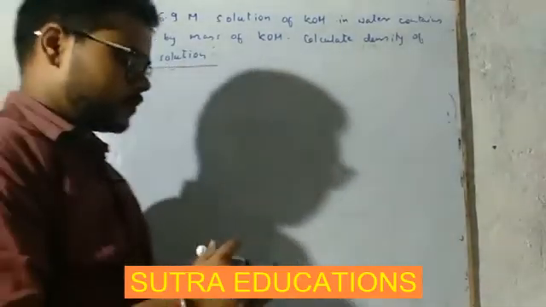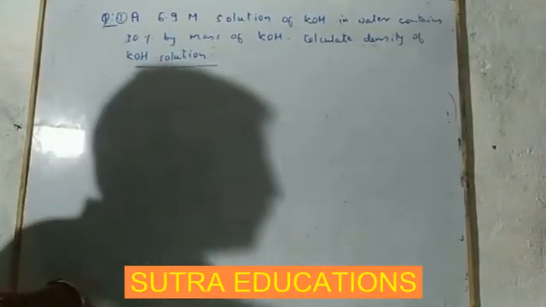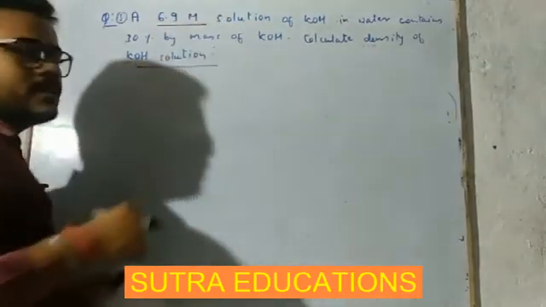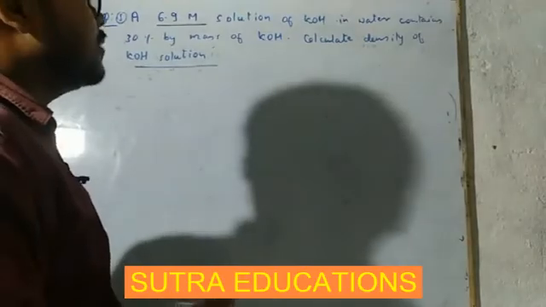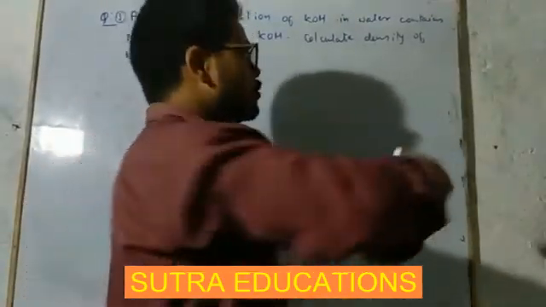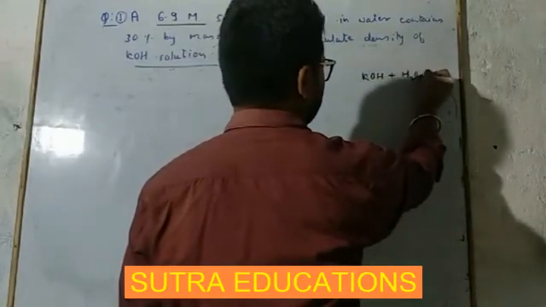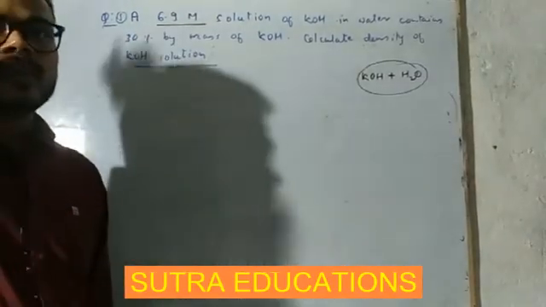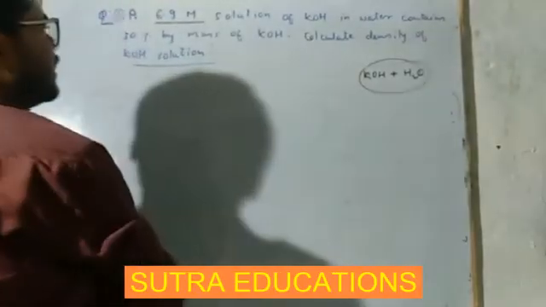In this question, 6.9 molar means molarity is given. 6.9 molar solution of KOH in water means it is a solution of potassium hydroxide in water. So the solution is KOH plus H2O, these two components forming the solution, and it contains 30% by mass of KOH.